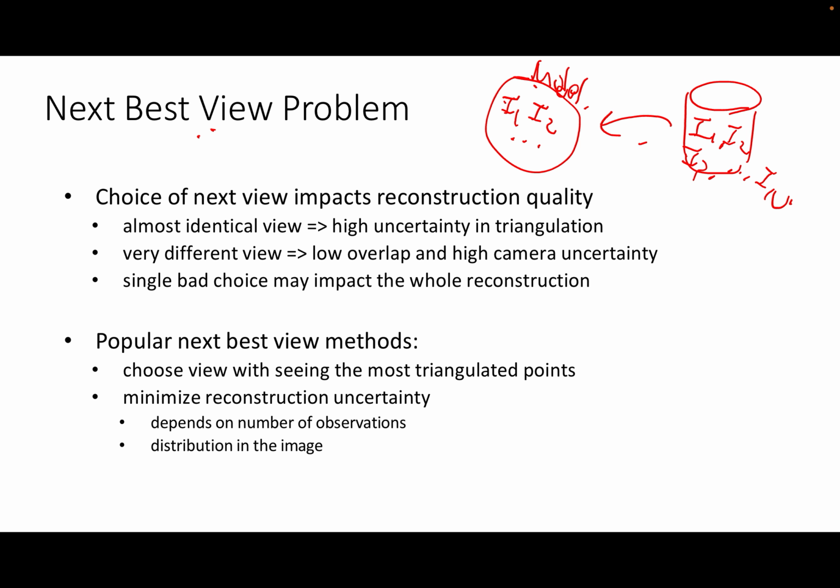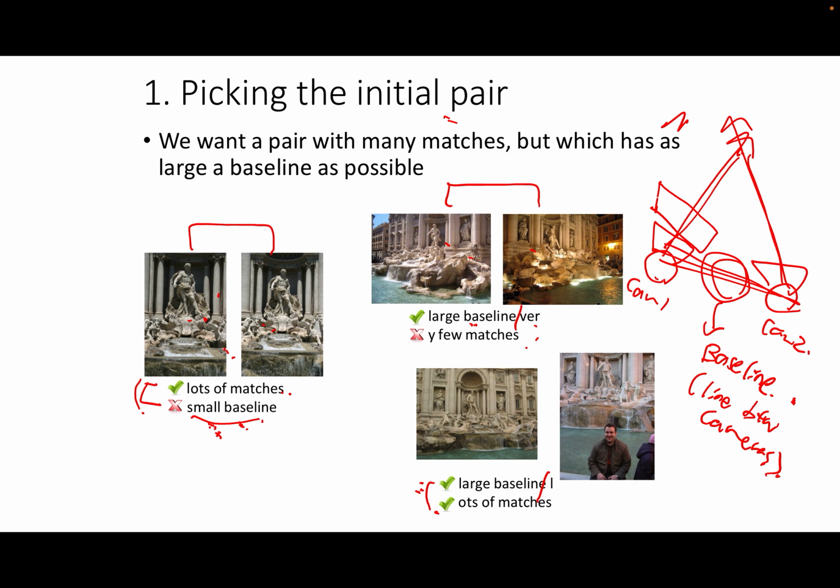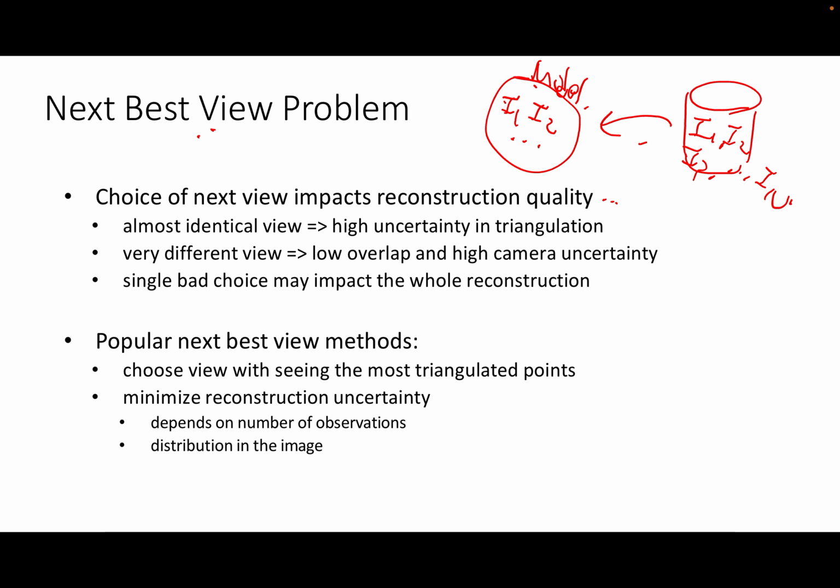The choice of next view impacts reconstruction quality, right? Because as I said, we need to consider this kind of thing. There should be enough matches, and the baseline length should be enough. So an almost identical view, as I said, gives high uncertainty in triangulation. It does not have any 3D information, so it makes triangulation very uncertain. And a very different view gives low overlap and high camera uncertainty. Too large a baseline between cameras makes this kind of low overlap and high camera uncertainty.